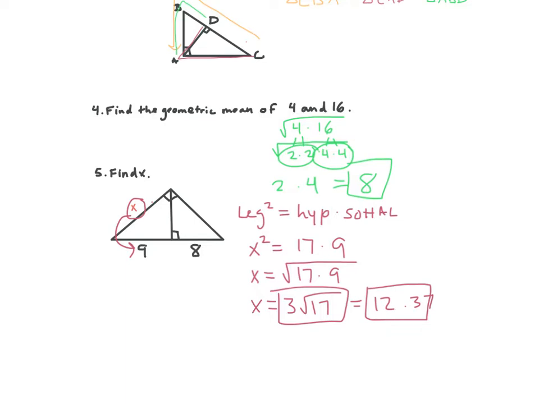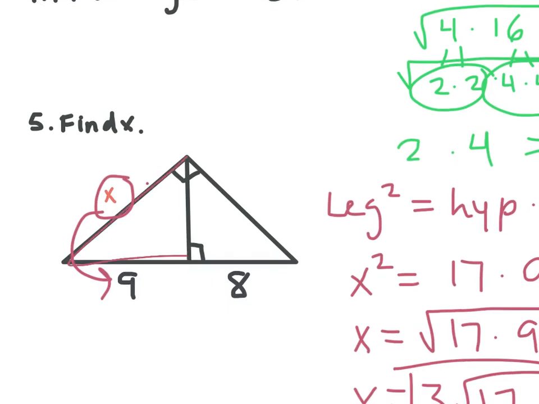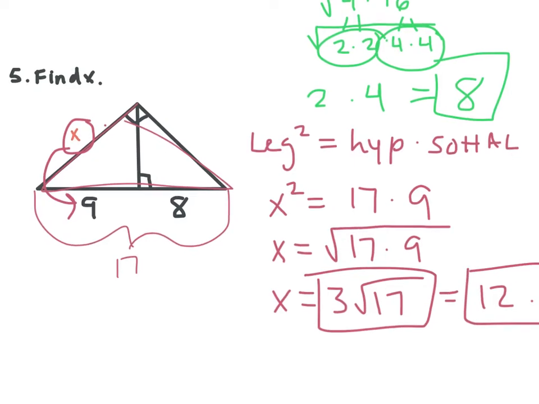All right, next page. So for the big triangle, this is the hypotenuse, so we just add 9 and 8. So that's how we know the hypotenuse is 17. Yeah.